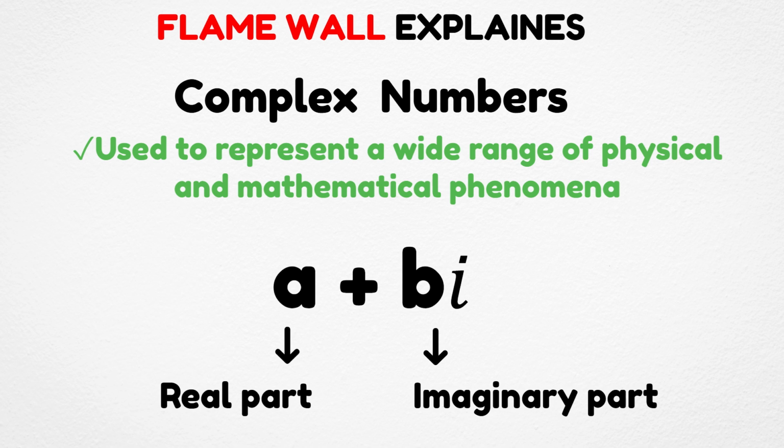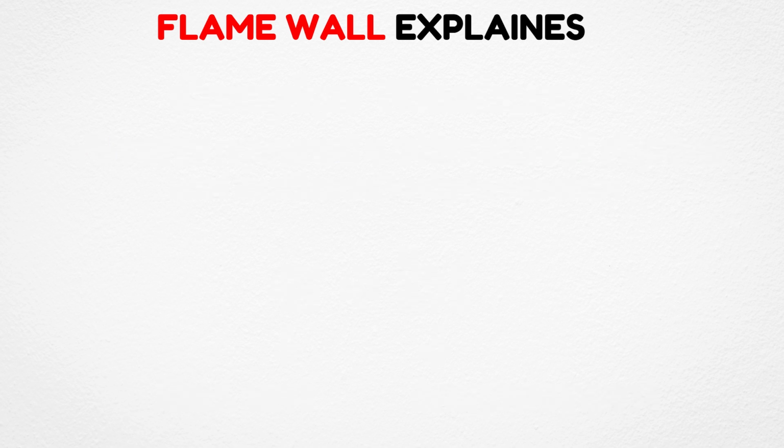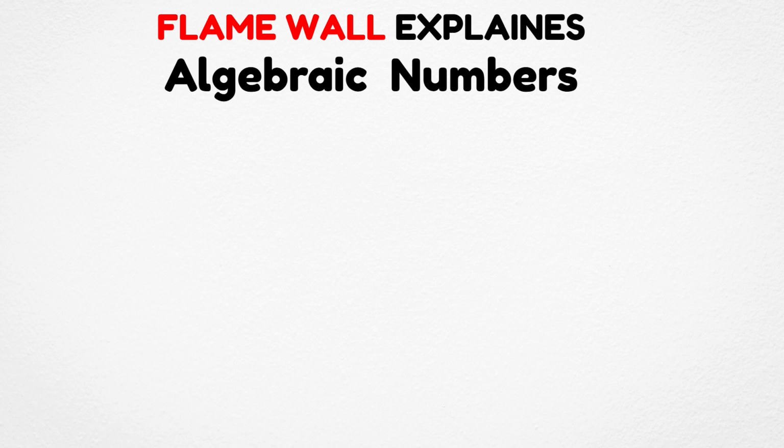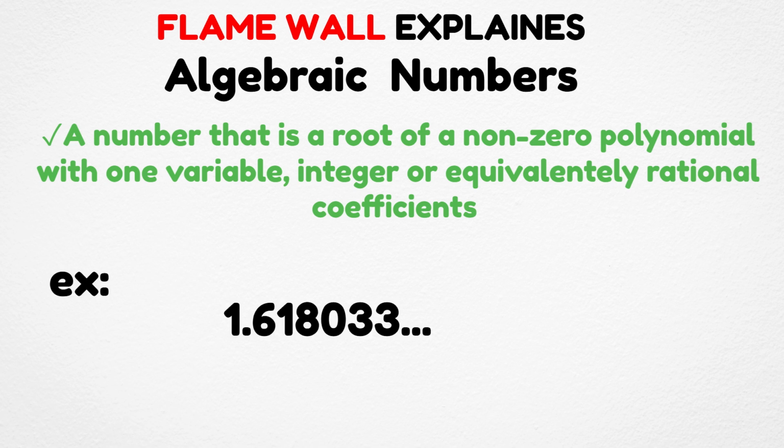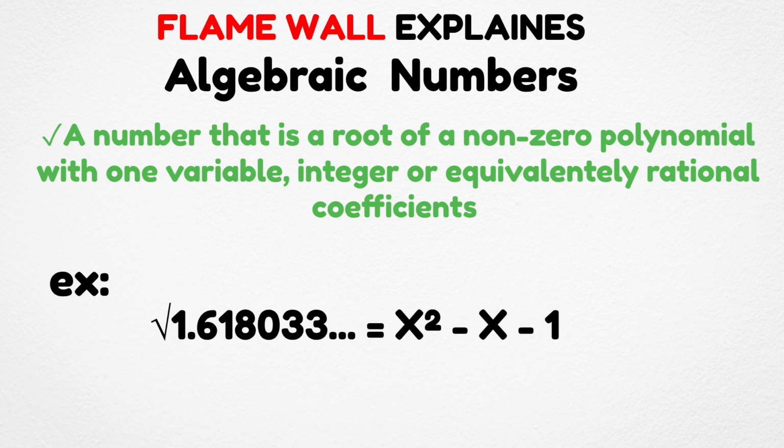Next we are going to see about algebraic numbers. An algebraic number is a number that is a root of a non-zero polynomial in one variable with integer or, equivalently, rational coefficients. For example, the golden ratio is an algebraic number because it is a root of the polynomial x squared minus x minus 1.